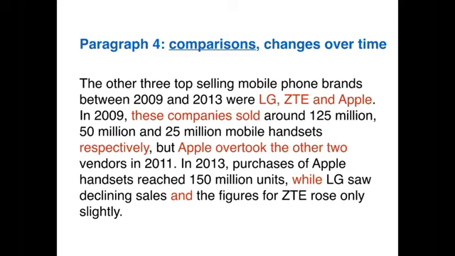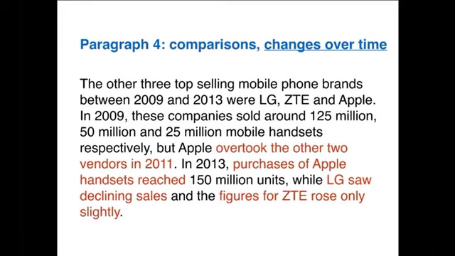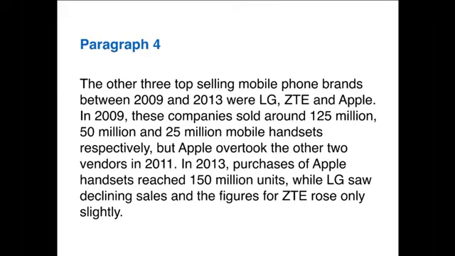Now let's look at the language for changes over time. Overtook the other 2 vendors in 2011. Purchases of Apple handsets reached. LG saw declining sales. Figures for ZTE rose only slightly. That's where we're talking about what happens over the years, the increase and decrease language. And that's paragraph 4 finished, which means the whole report is finished because we have no conclusion in writing task 1.